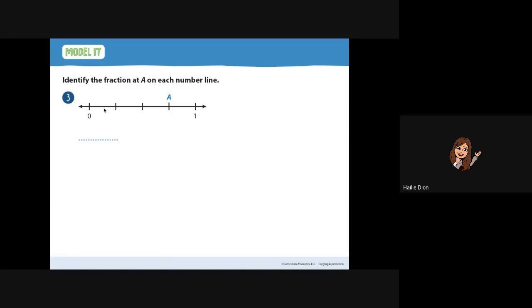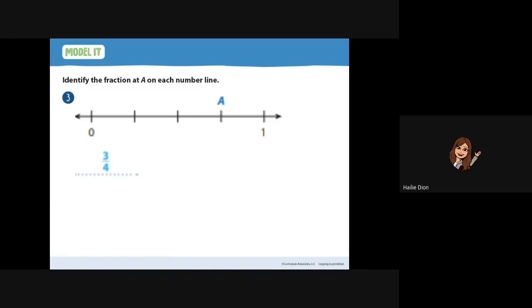So we have 1/4 here, 2/4 here, 3/4 here. And then we have our whole of 4/4. So what fraction did I say when we got to A? 3/4. So if we look, it's like we had an area model right here. This would be one box shaded in. This area would be another box shaded in, and then another box shaded in. So it would be 1, 2, 3 out of the 4 boxes shaded in.